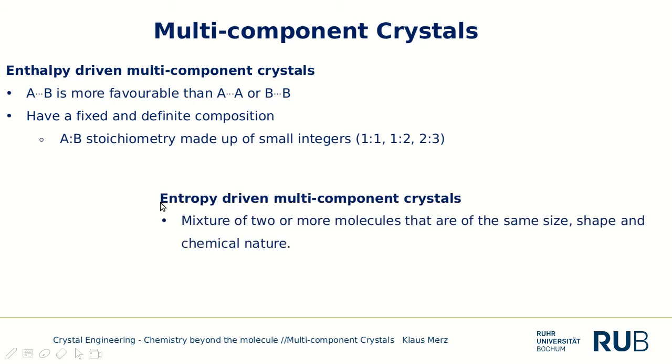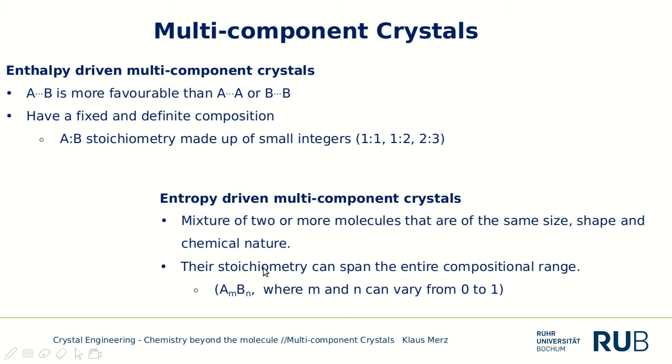Entropy-driven multi-component crystals, what is going on? We see it if we have molecular crystals with molecules which have similar, comparable size, shape, and chemical nature. And if you look at the ratio of such compounds, then you will see this is different. The values of m and n can be all values in the range between 0 and 1. Okay, this is talking about energy.